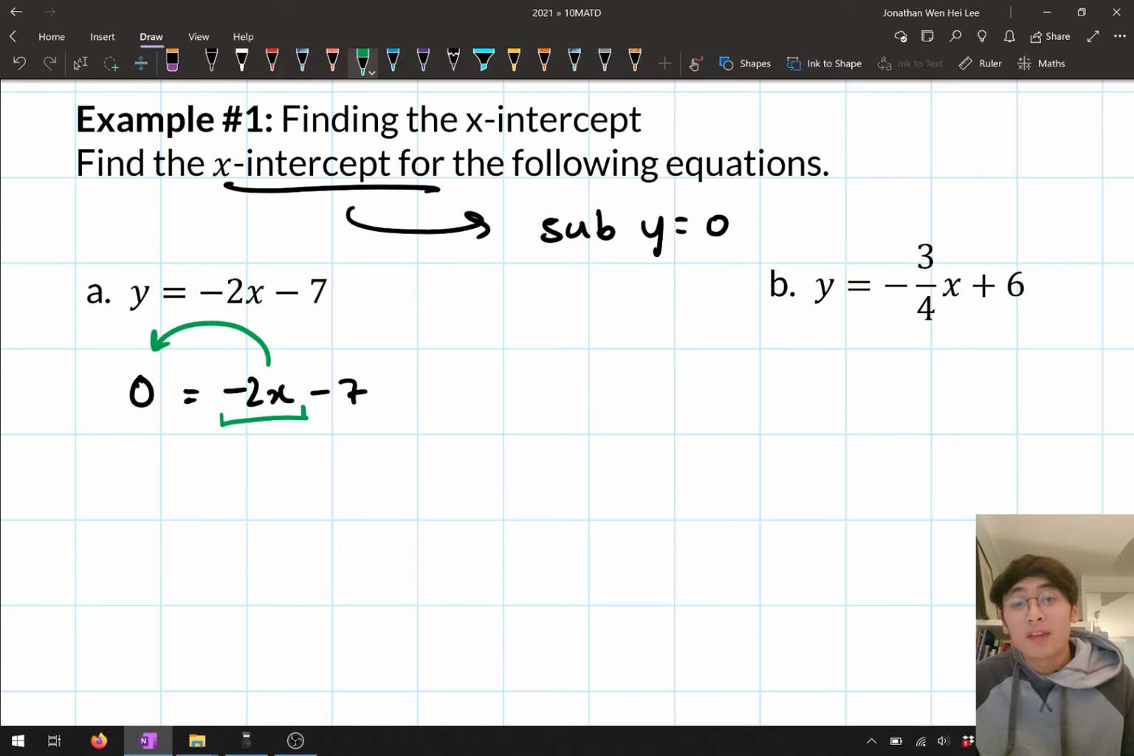Now here I've got negative x, negative 2x. So if I move it to the other side, it goes from negative to positive 2x. So I've got 2x is equal to negative 7. Okay, cool. Then from there, what we want to do is solve for x.